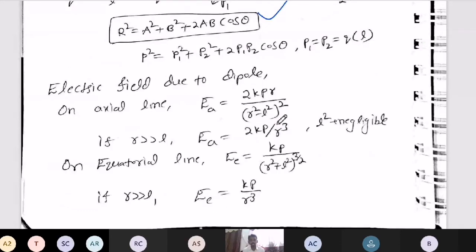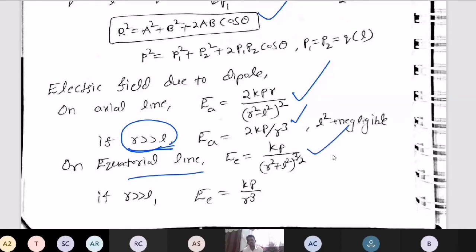Afterwards, what is the electric field due to a dipole on the axial line and on the equatorial line? That is another thing, where the formula for the axial line is this one. But there we will take one condition: the distance of the point is very much greater than the distance between the two charges. Then the L square value is negligible in the denominator. Then the electric field on the axial line will become 2kp by r cube.